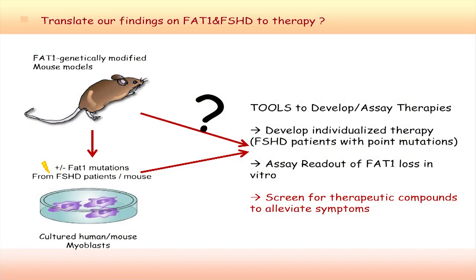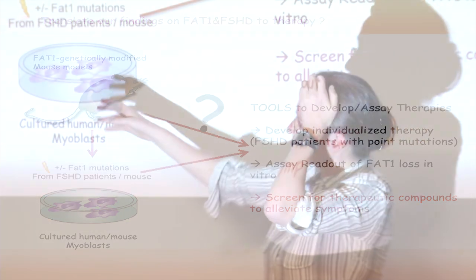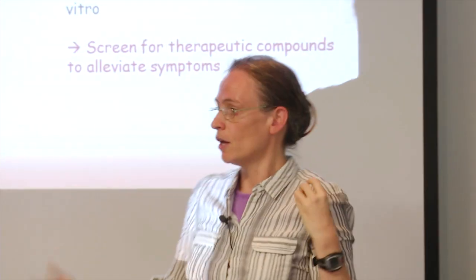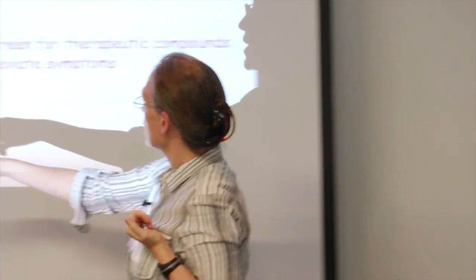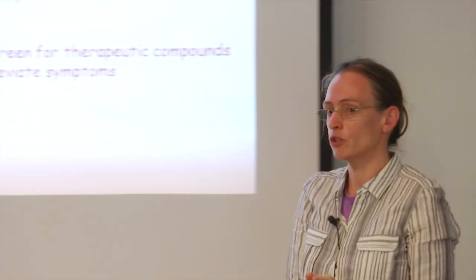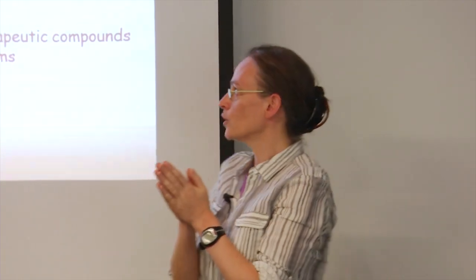And that's where I want to come to perspective. So basically now we try to use genetically modified mouse models, but also cells derived from the mice or cells derived from patients, including the patients we have identified to carry FAT mutations. And we're going to use them first to develop therapy. Because we have point mutations in some patients, at least for these patients, it is possible to have some individualized therapy.